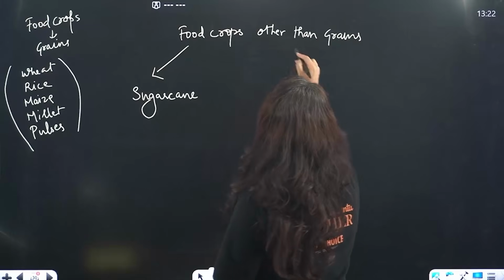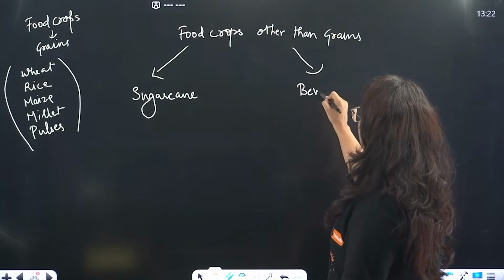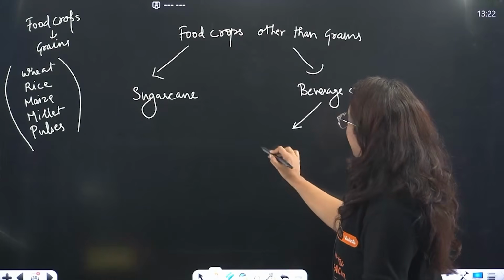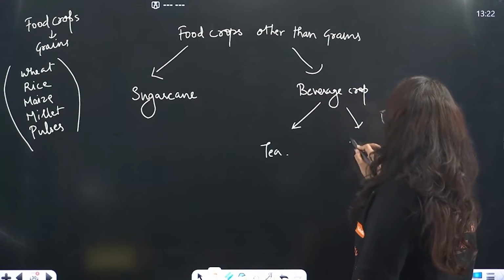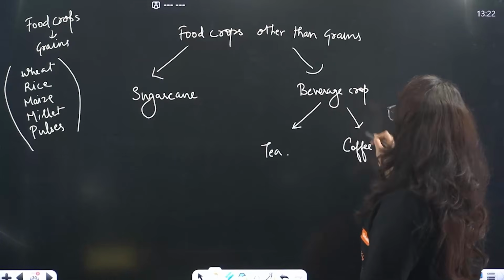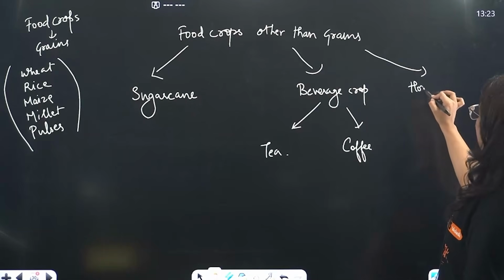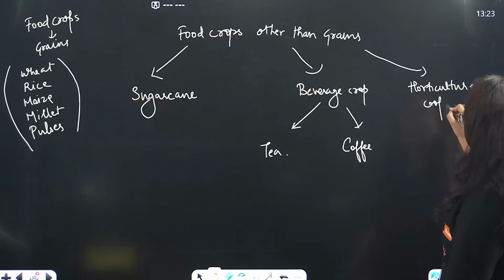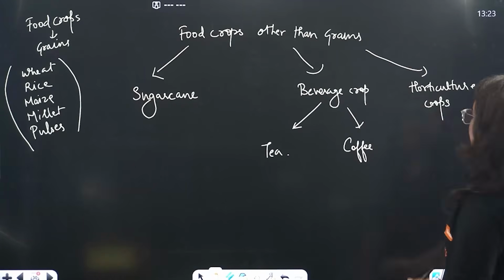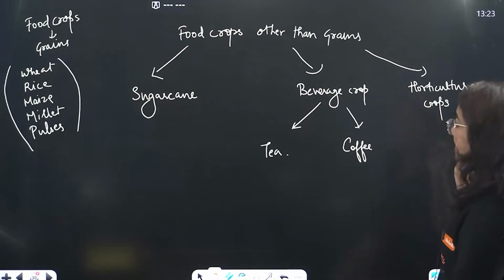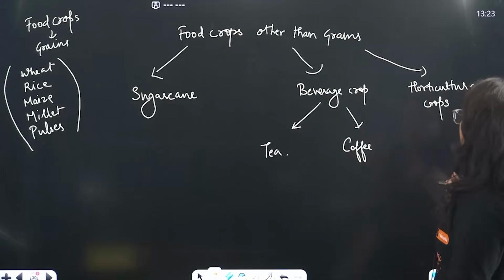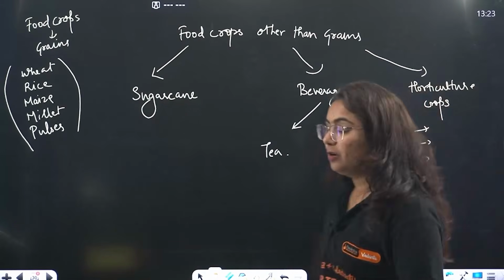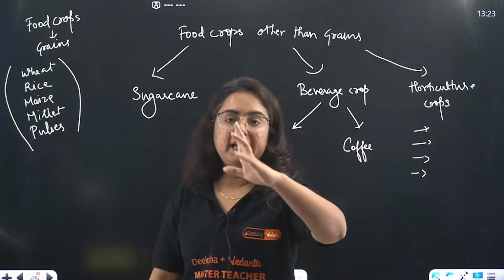The second which we learned here is a beverage crop, right? Beverage crop. And what was in the list of beverage crop? We have done tea, okay? We covered coffee, tea and coffee. The third one is, beta, horticulture crops, right? Horticulture crops, fruits, vegetables, flowers, okay? India is the second largest producer after China, and some major list was done. This is how the chart will be prepared by you.